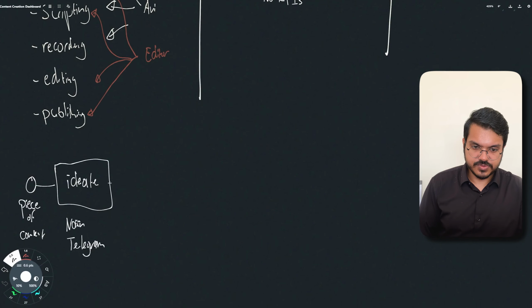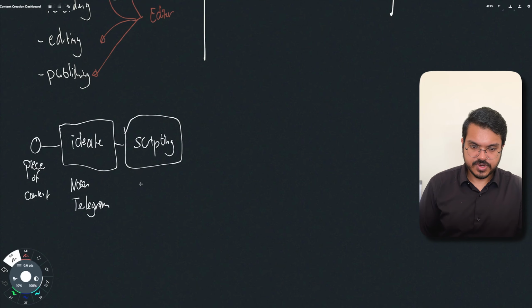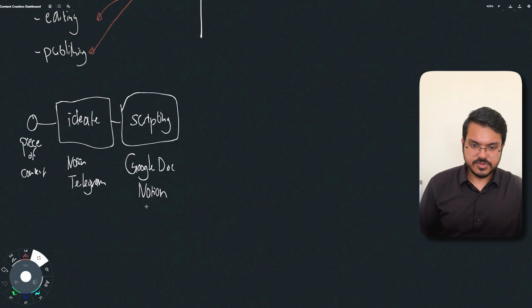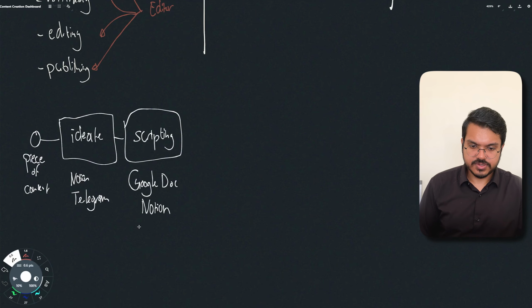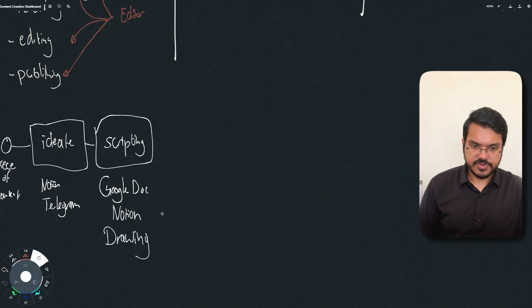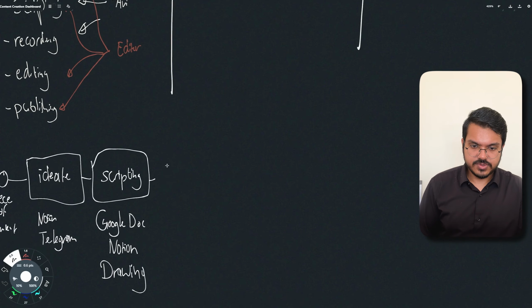Then we go to scripting. So we take one of the ideas and make a script out of it. So scripting is usually a Google Doc or also a Notion page. That's about it. And I guess I also use the drawing for this. So I guess also drawing, because it would be nice to also have that in Airtable to be found back in our database. Then we get to recording.